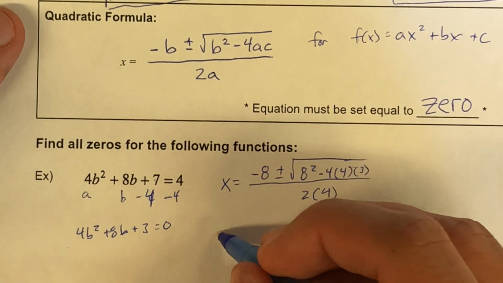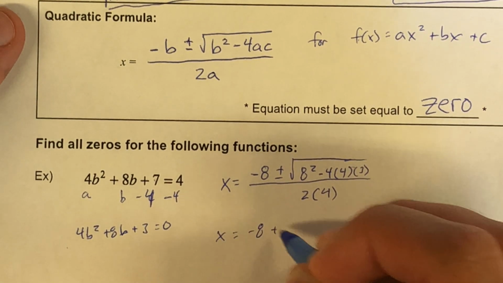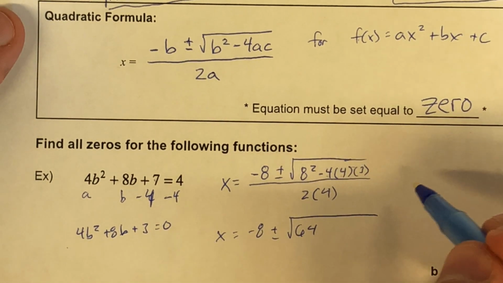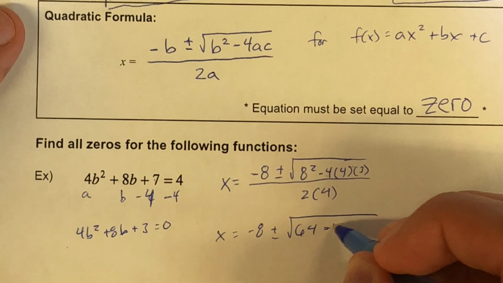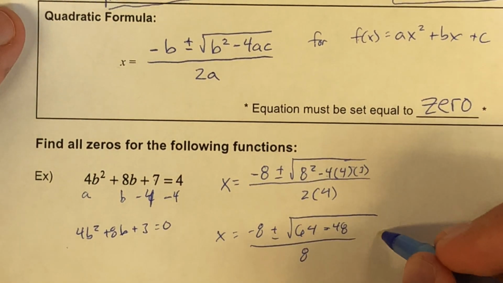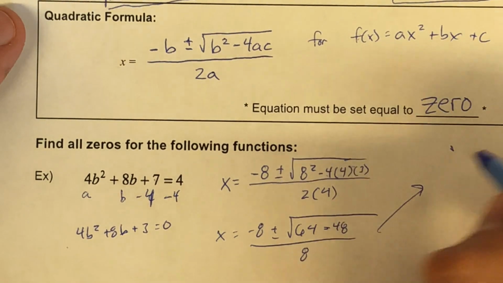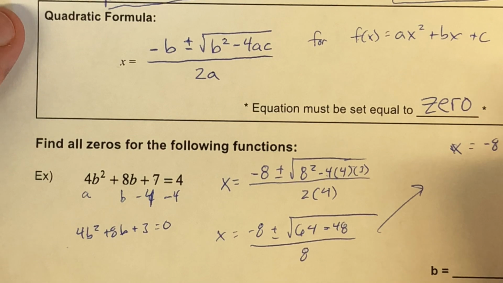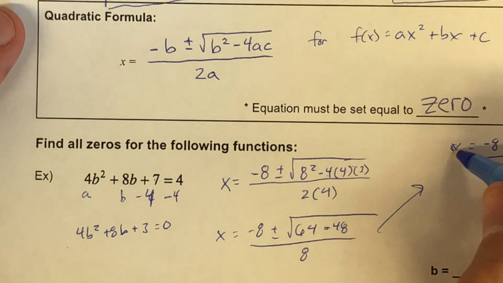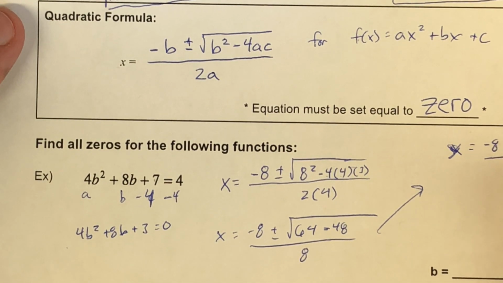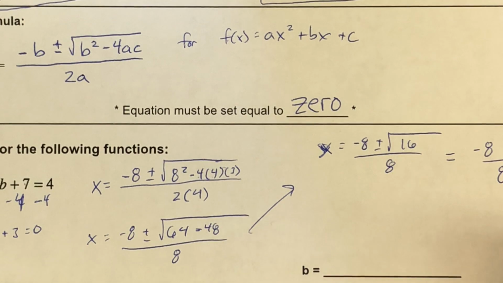Now you simplify. So let's simplify under the square root first. 8 squared is 64. 4 times 4 is 16, times 3 is 48, so we have minus 48, all over 8. 64 minus 48 is 16, all over 8. Square root of 16 is 4, since 4 times 4 is 16. And there we go. We're getting closer.